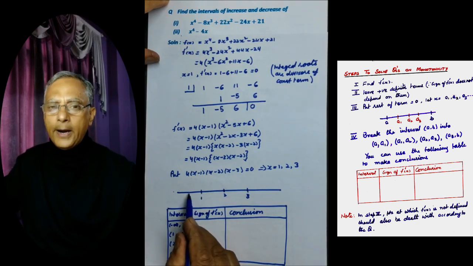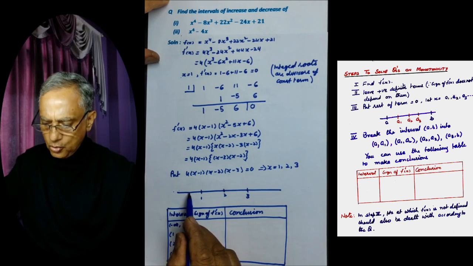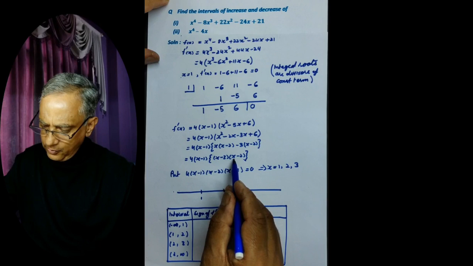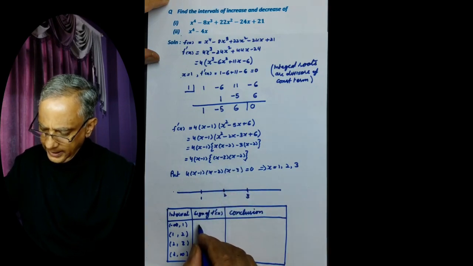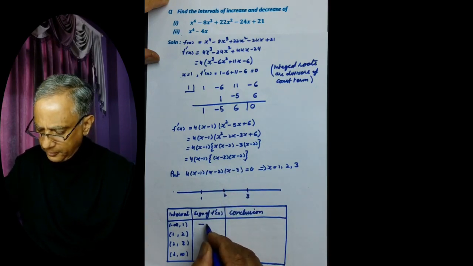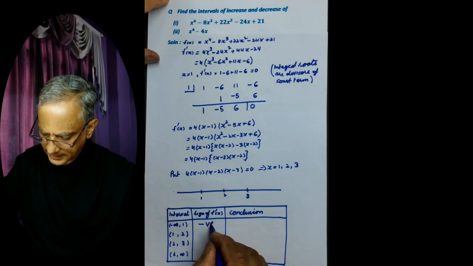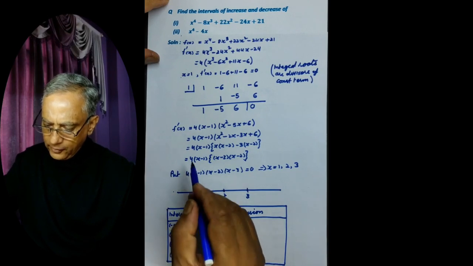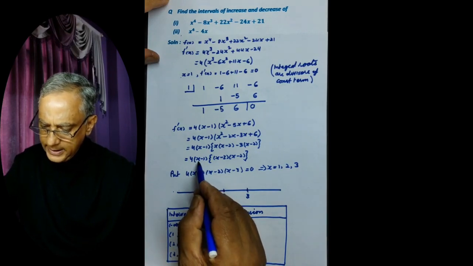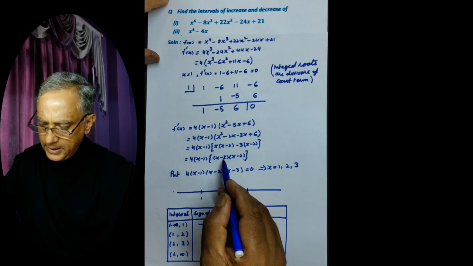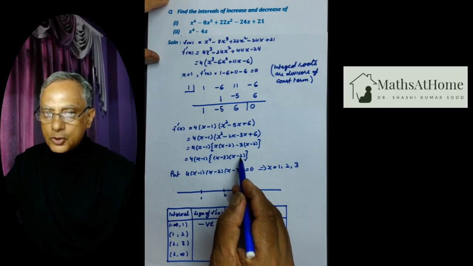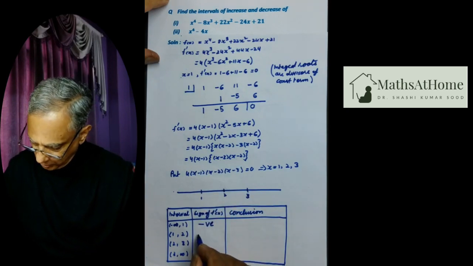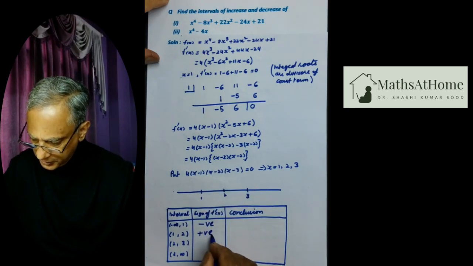So what we do is, for finding the sign of f dash x in this interval, I will put one point in this interval. Say x equal to 0. So put x equal to 0. This will be negative, negative, negative. So three negatives will make negative into negative is positive, into negative is negative. 1 to 2, 1.5. 1.5 minus 1 is 0.5, positive. 1.5 minus 3 is negative. 1.5 minus 2 is negative. So this is positive, negative, negative. So overall sign is positive.